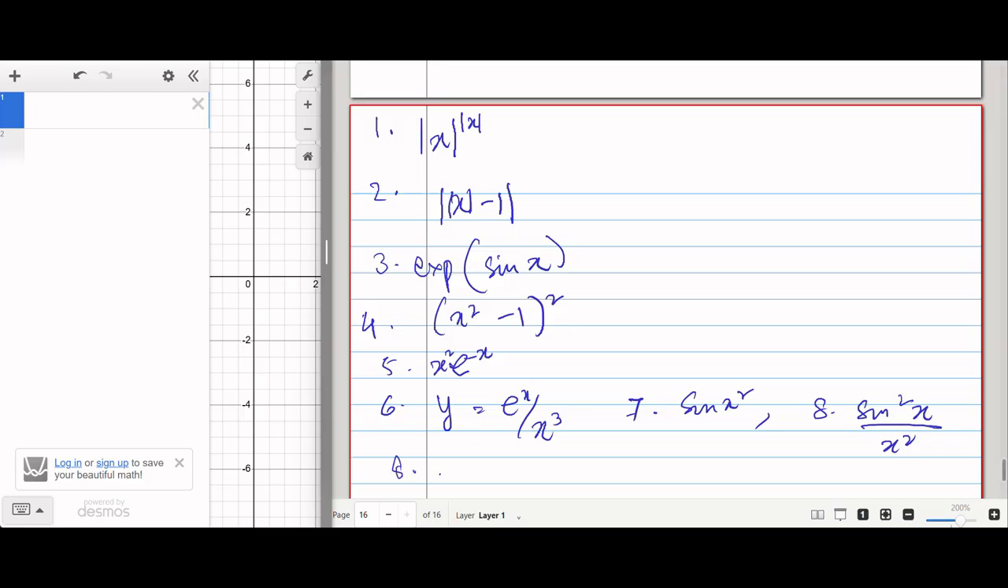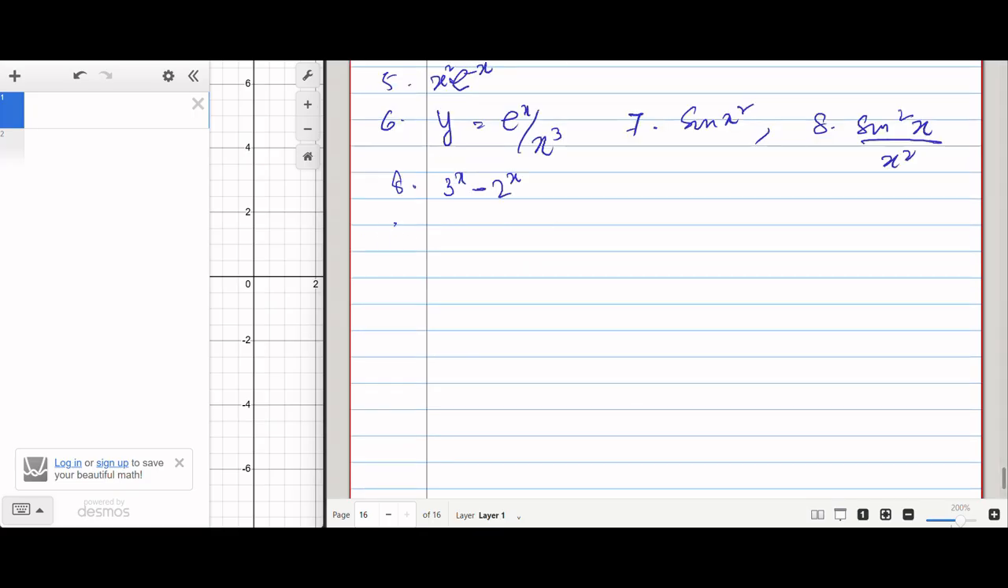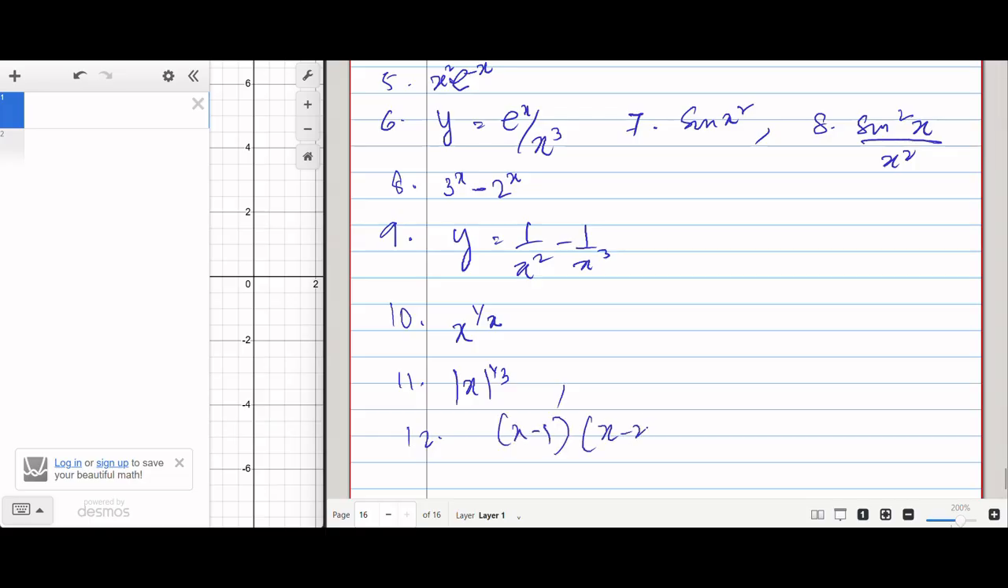Also 8 would be 3 to the power x minus 2 to the power x. Then y equals 1 by x square minus 1 by x cube. Then x to the power 1 by x. Number 11 would be mod x to the power 1 by 3. Then 12 would be x minus 1 times x minus 2 by x. Also try x plus 6. This is the 13th one: x minus 1 by x minus 3, sorry, and x plus 2.